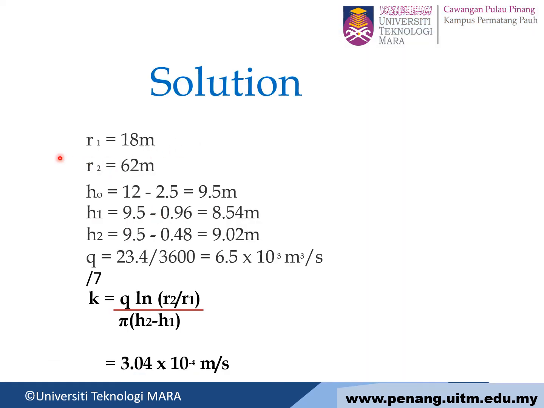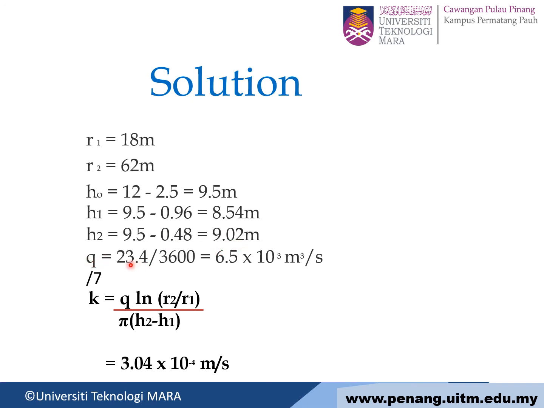Alright, this is the solution. R1 is 18 meter, R2 is 62 meter. H naught is 12 minus 2.5, which is the initial groundwater table, so you will get H naught as 9.5. H1 is 9.5 minus drawdown 0.96, which is 8.54. H2 is 9.5 minus drawdown number 2, 0.48, so you will get 9.02 meter.